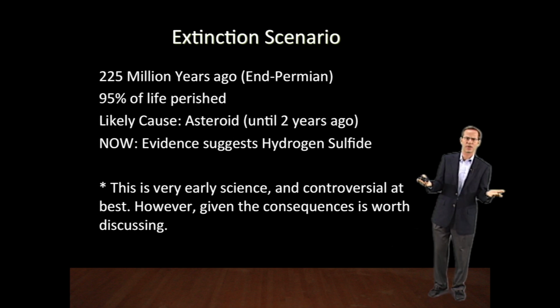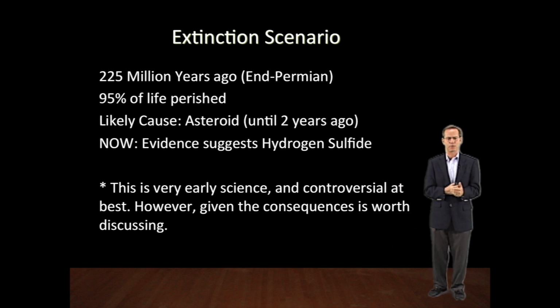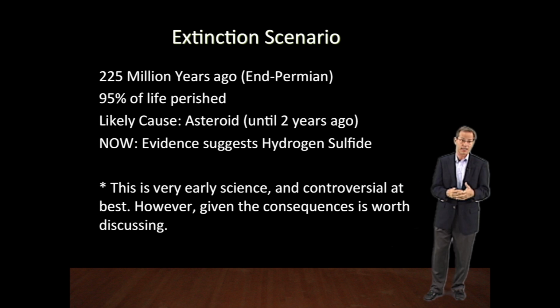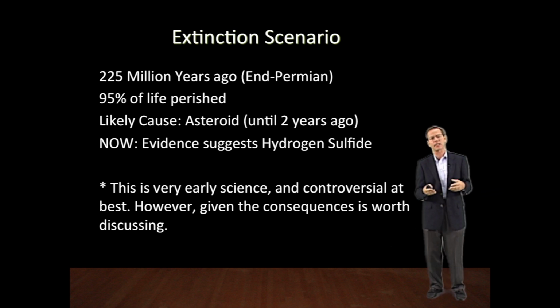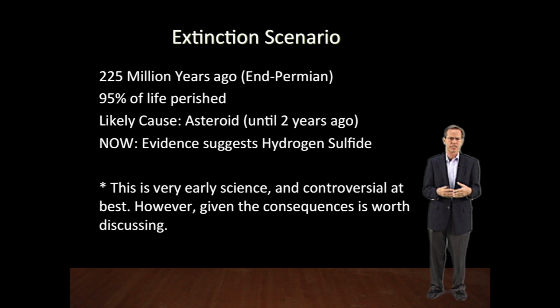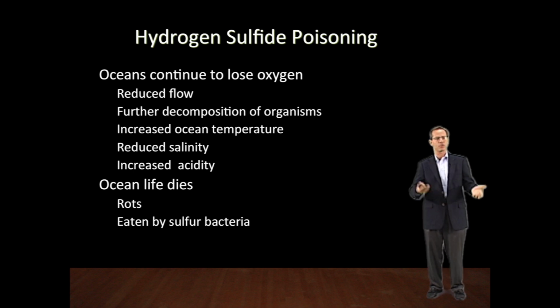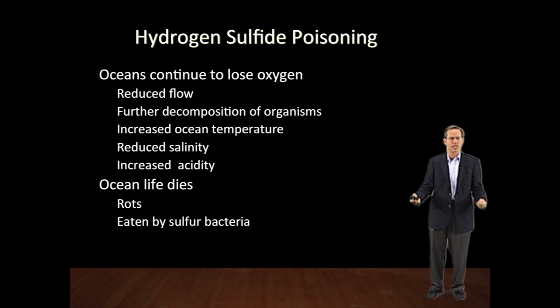And then there's the extinction scenario, and I'm certainly not a proponent of suggesting this is going to happen, but we should talk about it. 225 million years ago was the end Permian era, and 95% of life on the planet perished. The likely cause we thought was an asteroid, but now evidence suggests it was massive amounts of hydrogen sulfide. Now this is very early science, and it's quite controversial, but basically the oceans continue to lose oxygen because of acidity and because of the amount of CO2 that they've absorbed. You get reduced flow and further decomposition of organisms. Eventually, most of the ocean life dies.